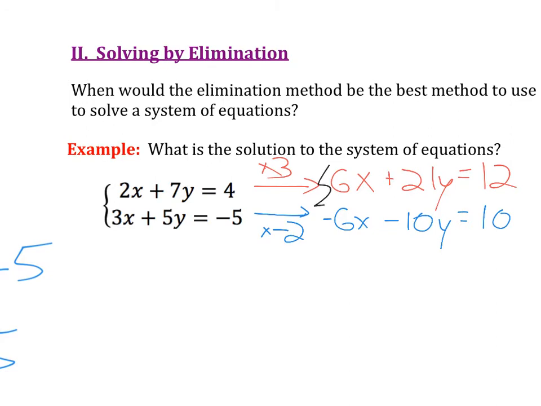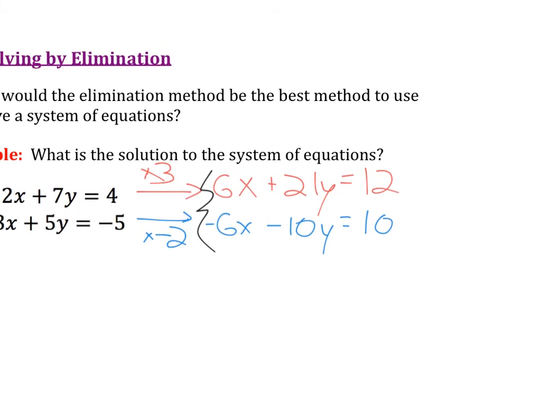All right, so now this is going to become the system that we solve, and you'll notice my x's should cancel each other out, right? They both have a 6 as the coefficient, but one's positive, one's negative. That's exactly what we wanted to happen. So we're going to add these two equations together. 6's knock each other out. They've been eliminated, hence elimination.